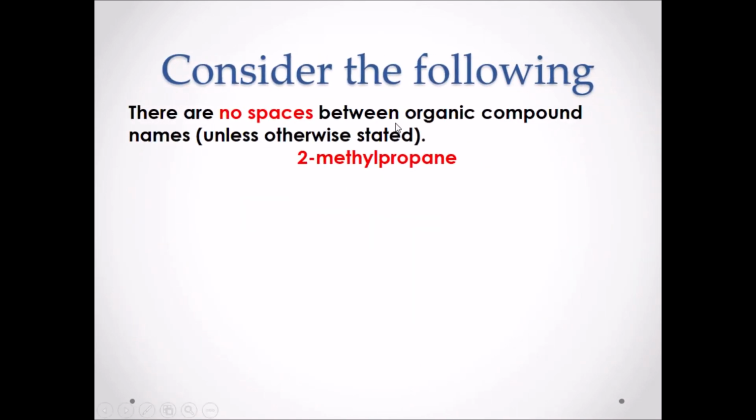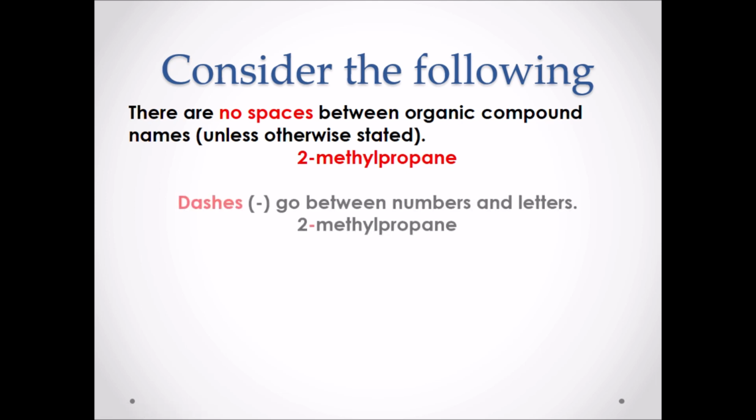Consider the following. Organic nomenclature is very specific. There are no spaces between organic compounds unless otherwise stated. For example, 2-methylpropane has no spaces in the name. Dashes go between numbers and letters. For example, 2-methyl.